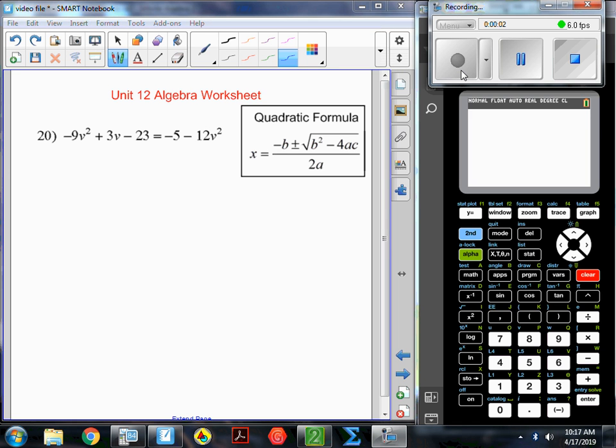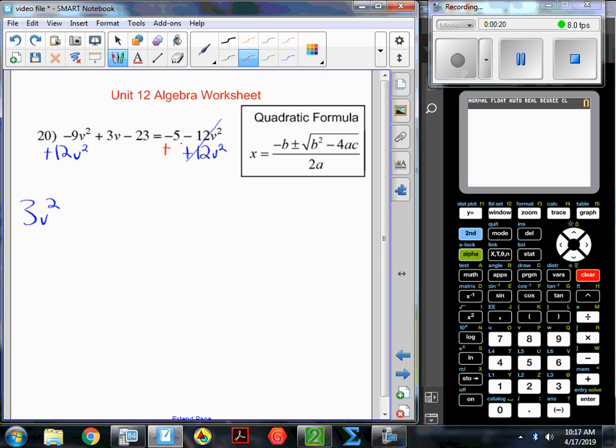Number 20 on the algebra worksheet. Same thing we're going to be doing is getting everything over to one side of the equation. I'm going to start by adding 12v squared to the right hand side to make that cancel to a 0, and add 12v squared to the left hand side. So negative 9 plus 12 is 3v squared.